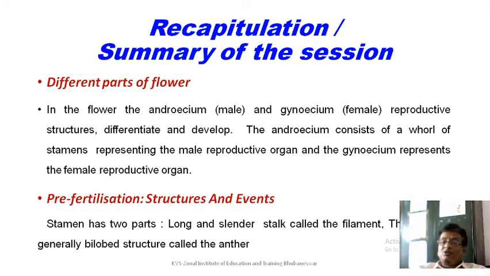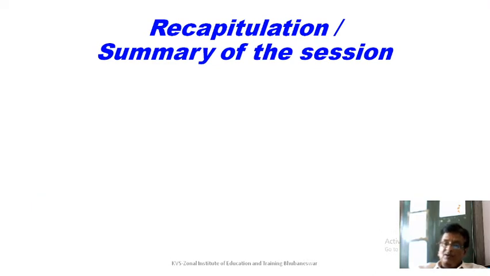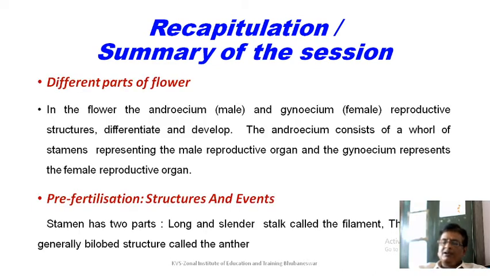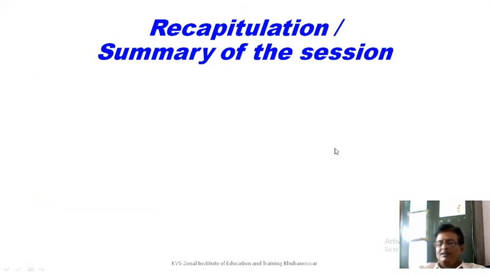Let us recapitulate back. What are the different parts of flower? The androecium, gynoecium, the calyx and the corolla. Basically, the androecium and gynoecium, because they are the reproductive parts of the flower. What are the various pre-fertilization structures and events? We talk about the stamen. It has got two different parts, the anther and the filament.